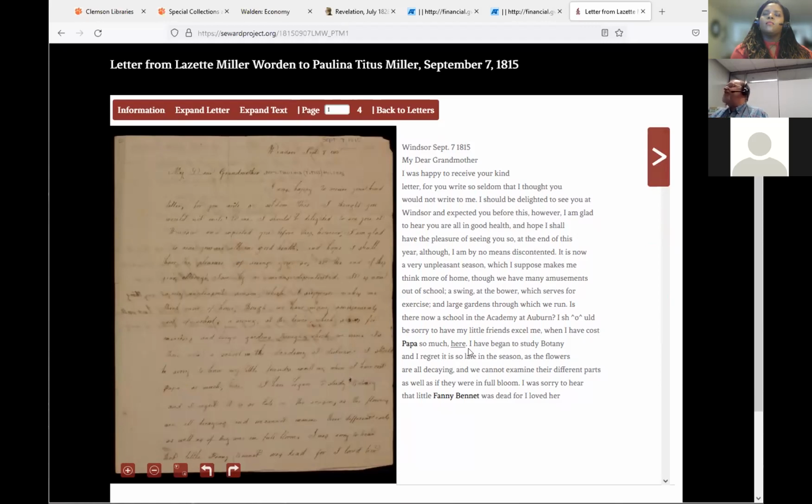And to give an example of what I was saying, as far as people using pet names, well, it talks about Papa. Well, who's Papa? It's Elijah Miller. And noting that Fanny Bennett, well, we can't help you with that because we don't know who that is. But of course, somebody who knows should read this. They could provide information on that individual. I'm going to stop sharing my screen.